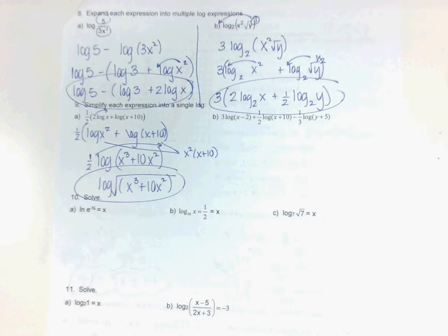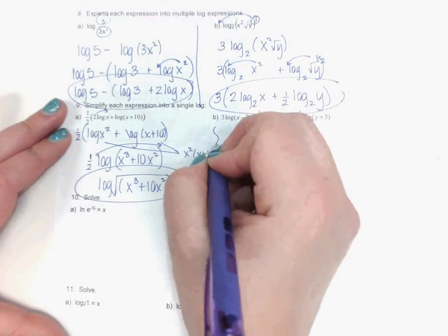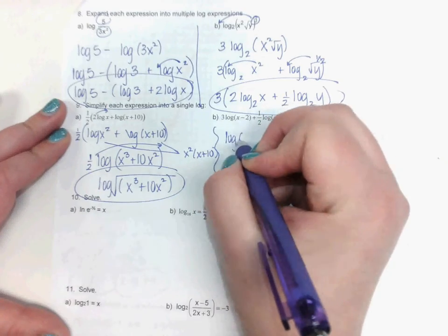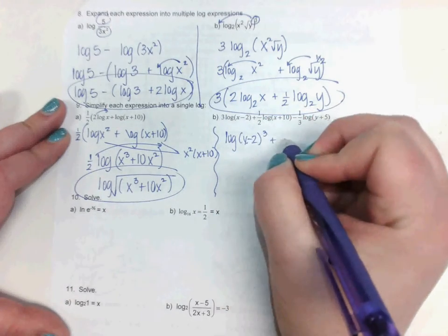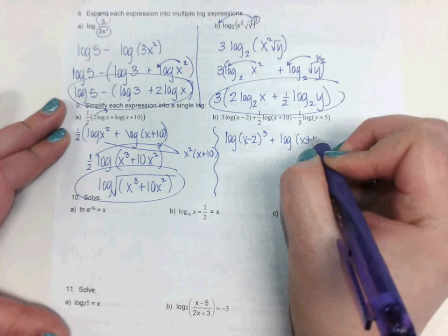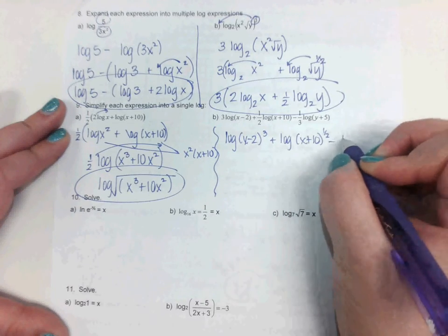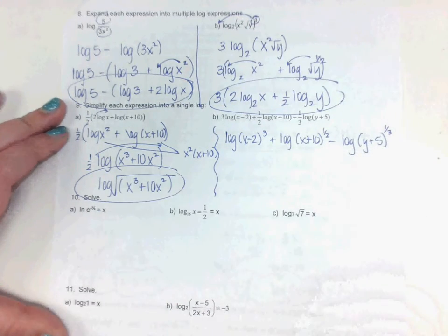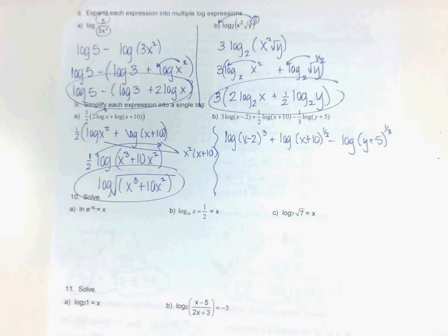Alright, last one, letter B. First thing I want you to do is move all your powers up. 3, 1/2, and 1/3. So I'm going to have log x minus 2 to the 3, log x plus 10 to the 1/2, log y plus 5 to the 3rd. Now notice, when I pull my third up, I'm not pulling the negative. Leave the negative. We know what we're going to do with that later, right?